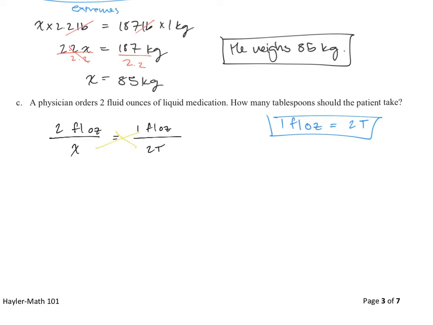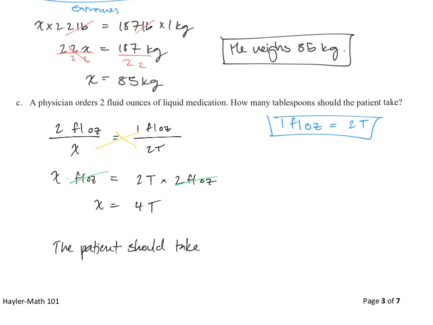And then we have x and fluid ounces equals 2 tablespoons times 2 fluid ounces. Well, we can go ahead and cancel out the fluid ounces unit, and we're just left with x equals 4 tablespoons. And my final answer will be the patient should take 4 tablespoons.